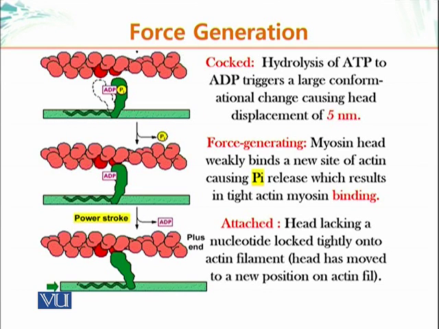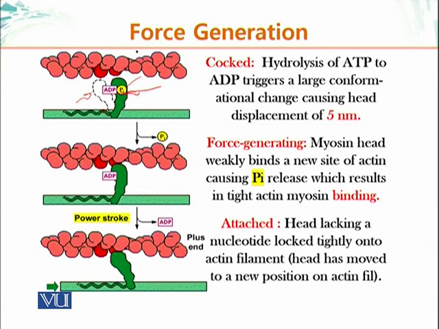Also, this dotted line is the original position of myosin head, and this is the position it has assumed after it has hydrolyzed ATP into ADP. However, although ATP has been hydrolyzed, ADP and inorganic phosphate remain tightly bound to the head. The next stage is force generating stage. Myosin head now weakly binds a new site on actin filament, causing the release of phosphate ion, which results in tight binding of actin and myosin.